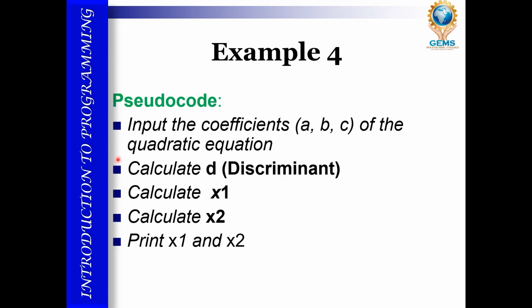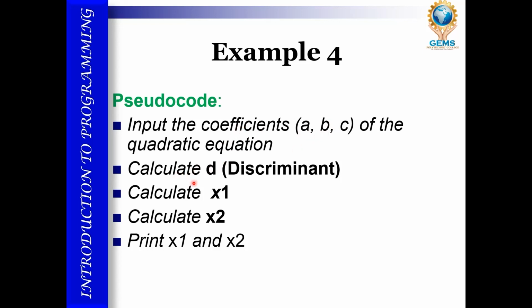Now see how we are going to write the pseudocode. Input the coefficients a, b and c of the quadratic equation. So ax square plus bx plus c equal to 0 is our quadratic equation. So we are going to get the coefficients a, b and c. Here a, b and c are the coefficients of what? Of the quadratic equation. Okay?